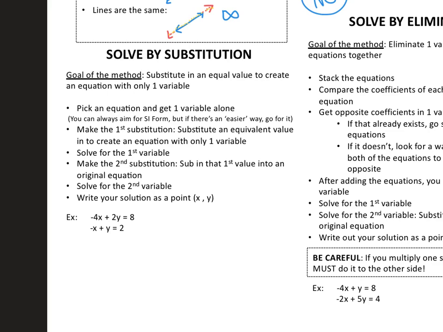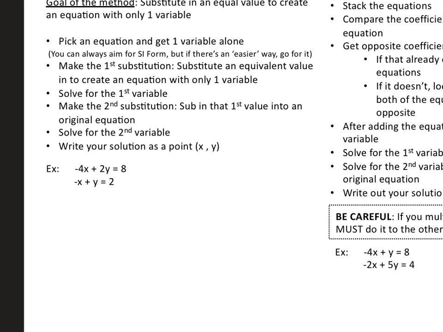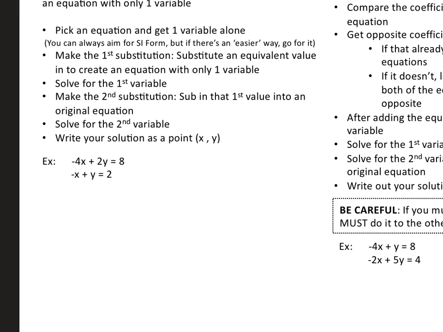So for this problem, we want to look at both of our equations here, and we want to try to get one variable alone. Now I see in the second equation that the y already has a positive 1 coefficient right here, and so that would be really easy to get alone. So if we just add the x to both sides, we're going to get y equals x plus 2. So we already have one equation here.